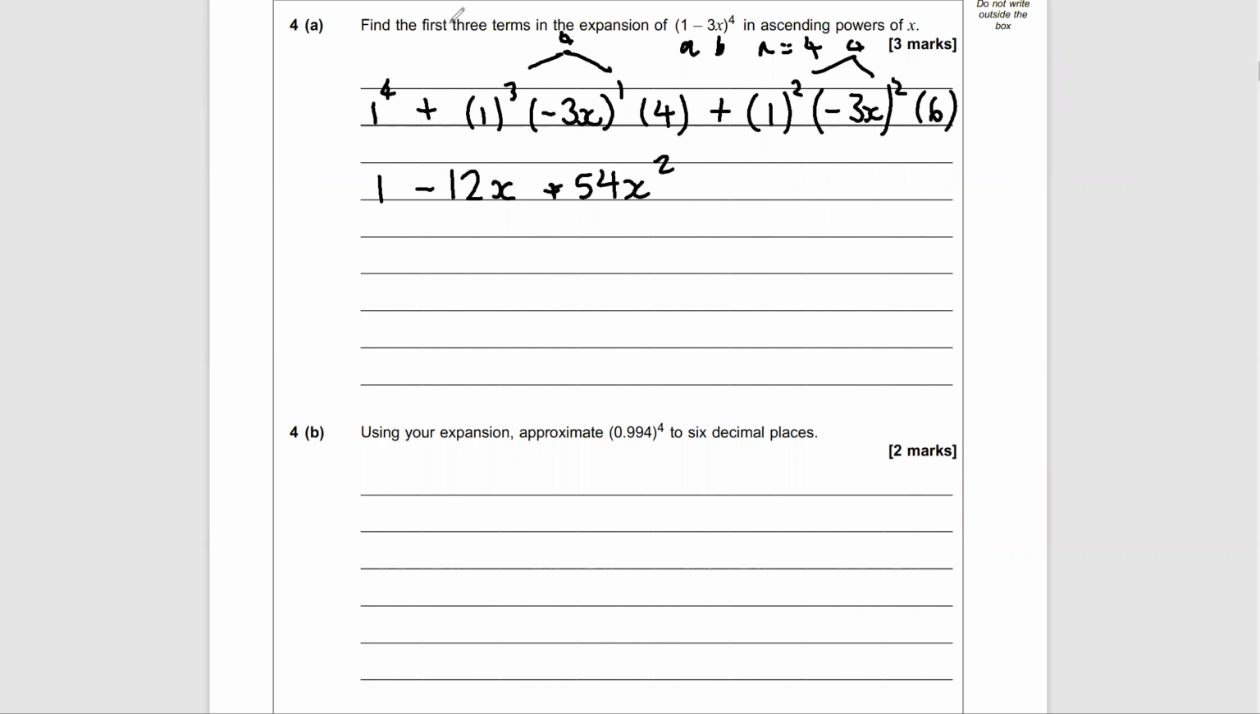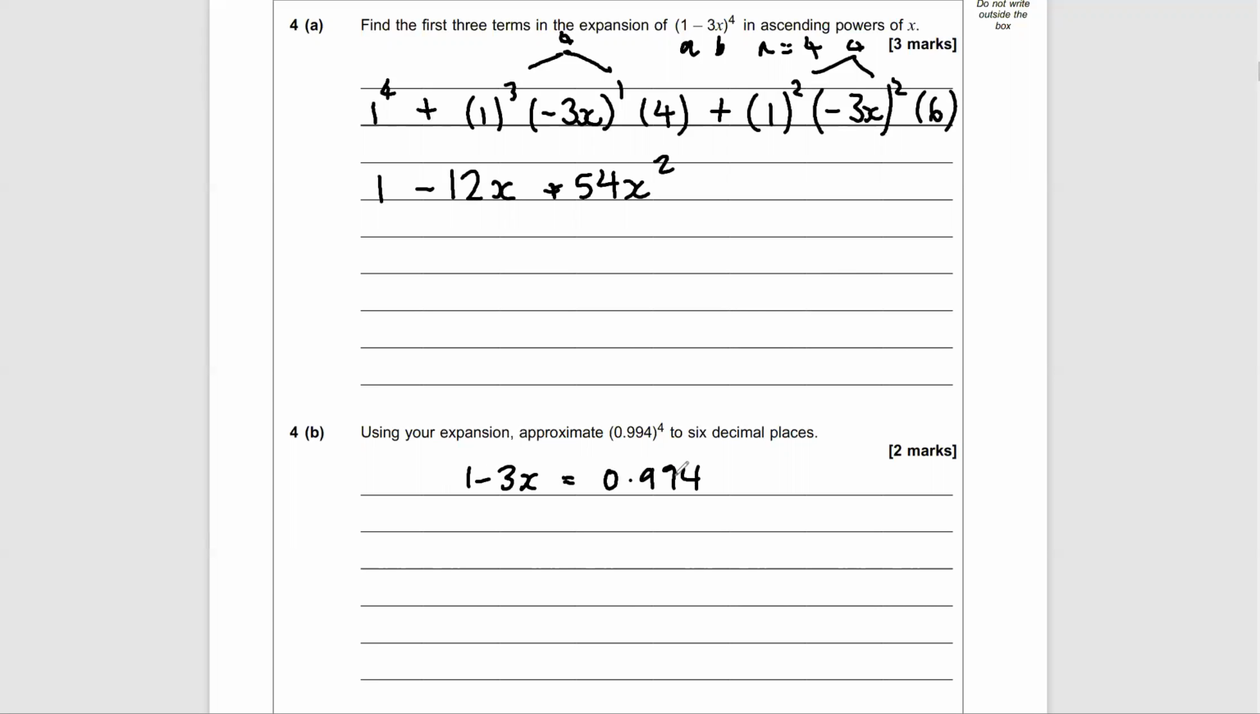So what you've done is you found the first three terms in this expansion by using the general formula for binomial expansion. For part B, it's saying using your expansion, approximate 0.994 to the power of 4 to 6 decimal places. What you should be able to notice is the only difference between 4a and 4b is that 1 minus 3x is now 0.994.